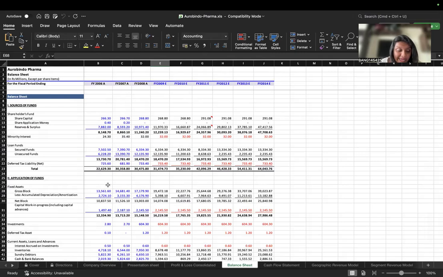So I have opened this balance sheet. The balance sheet is a snapshot of the company's financial position at the period's end. It must always balance: what it owns, the assets, must be equal to what it owes, meaning liabilities, plus what the owners have invested, that is equity. So first, liabilities and equities.